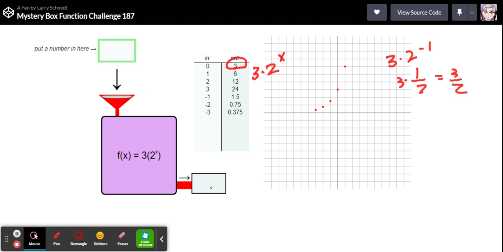Yes, this is 3 times 2 to the x power, and we can graph that as well. And there is that beautiful exponential curve hugging that x-axis on the left and shooting up to infinity rapidly on the right.